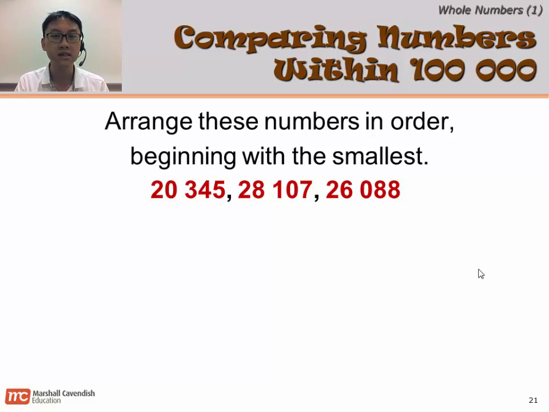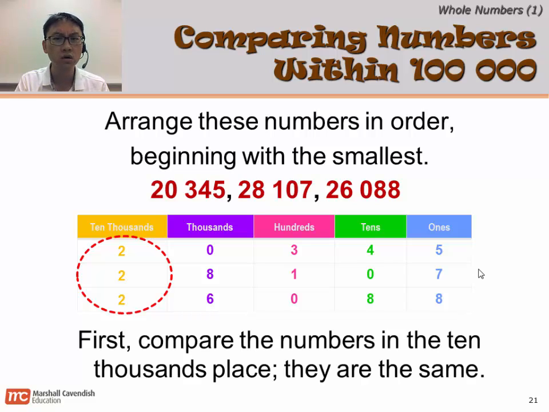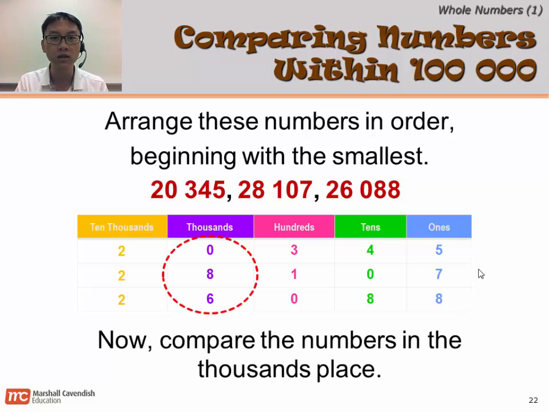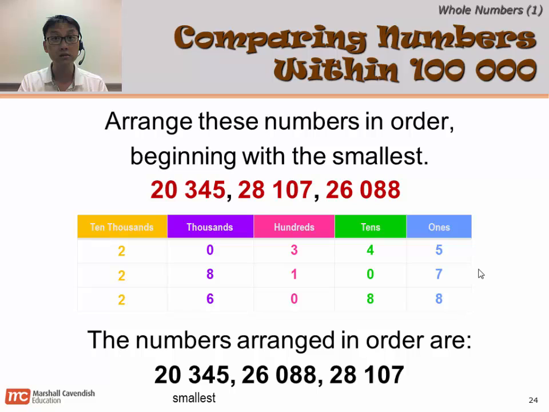Okay? So, 3 numbers, can we do it? Same method? Yep, same concept, same method. Look at the place values. All 2, so nope, they are the same. Can't do anything about it. Now, let's look at the next one, the thousands place. So, 0,000s is the smallest. So, when I arrange, I want to begin with the smallest, so the one with the 0,000s will be the smallest, followed by 6,000, then 8,000. So your answer will look something like this. Simple. Okay, so the concept is very, very simple and very easy if you follow the steps.